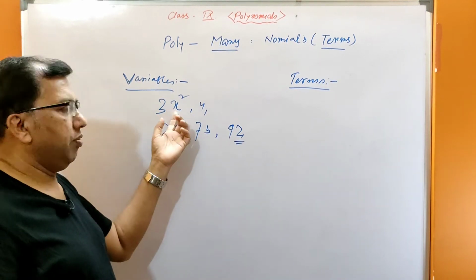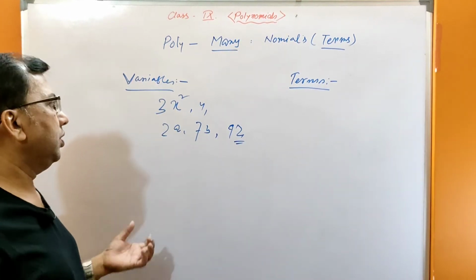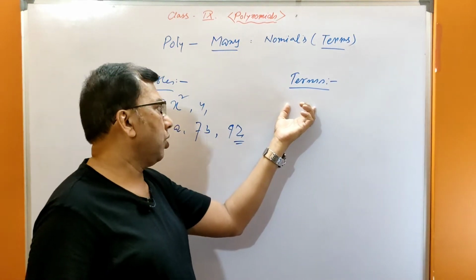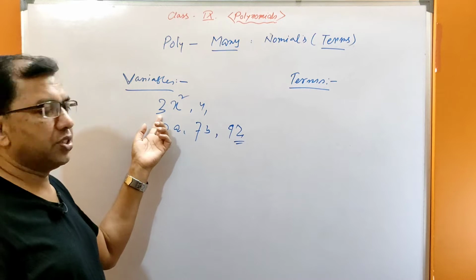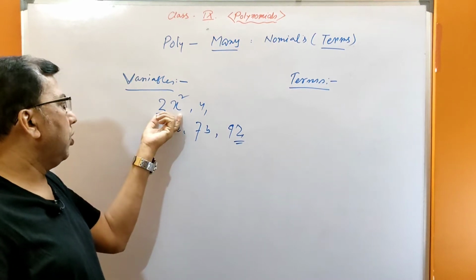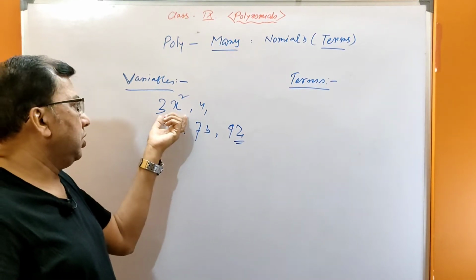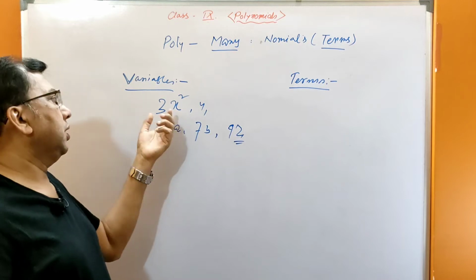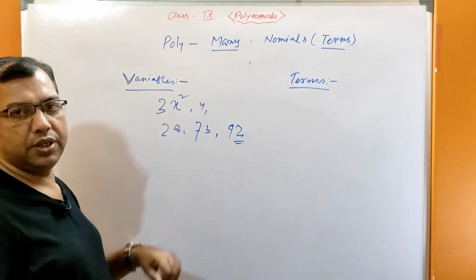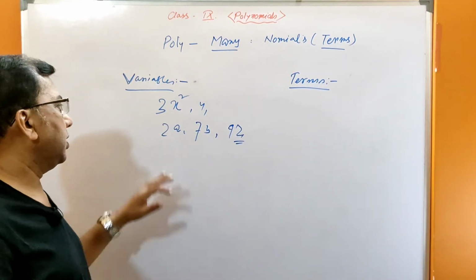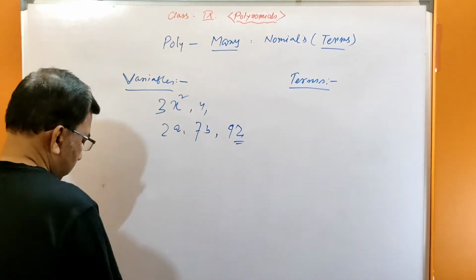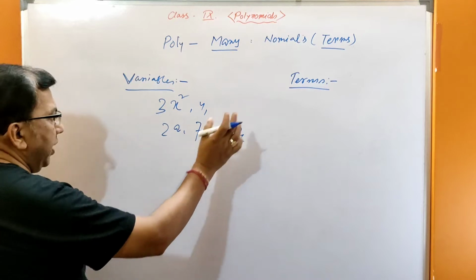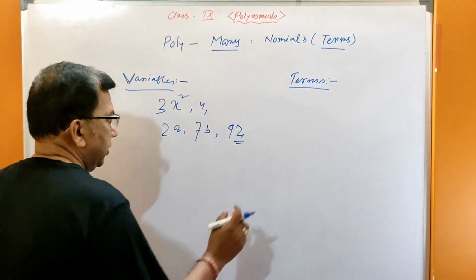These are the variables, and a term consists of a variable and a constant term. Is composed as one term. Clear? A term is the combination of a variable and a constant number. Clear? So this is the combination of variable and constant.